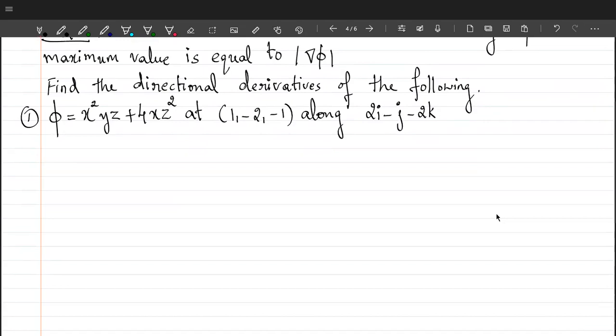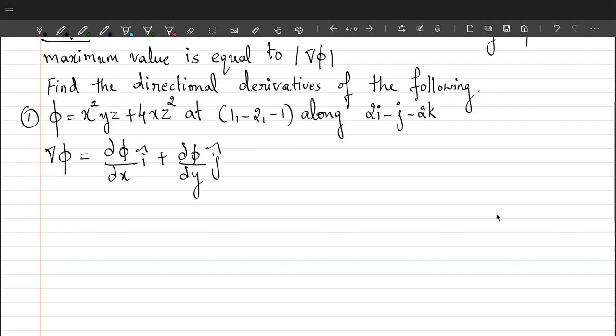So they have given you the value of phi in this. First of all, to find the value of directional derivative, what do we calculate? We find the value of del phi. So phi is given. Let's write what is del phi. Del phi is equal to dou phi by dou x i cap plus dou phi by dou y j cap plus dou phi by dou z k cap.